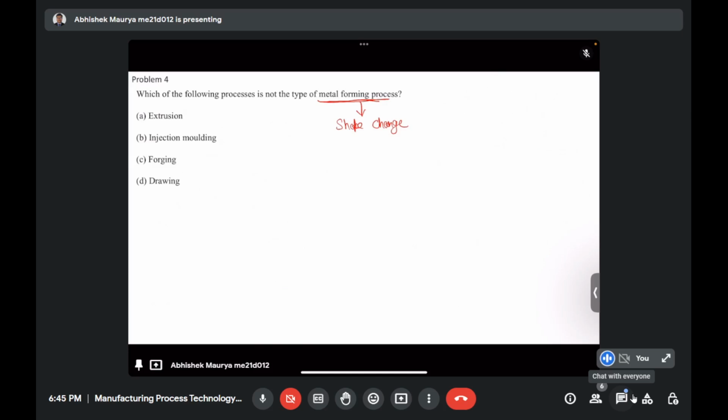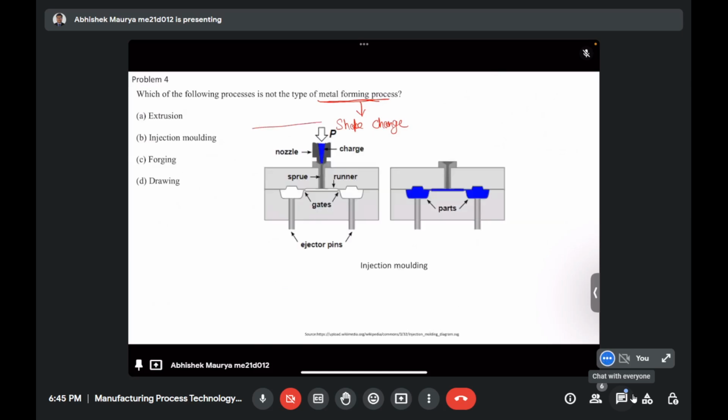Why injection molding? Okay, let's start by looking at the schematic of the injection molding. It is a typical diagram of injection molding. What is being done here is that we have a cavity, or let's say vacant space, that has been created between the two portions of, let's say, what we call the die. And here we are charging the material in the molten state, and it is coming and going into the cavity.